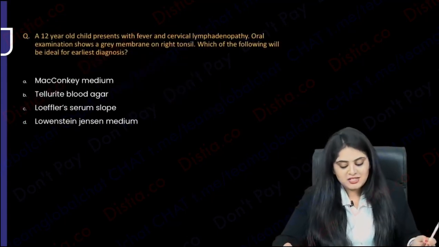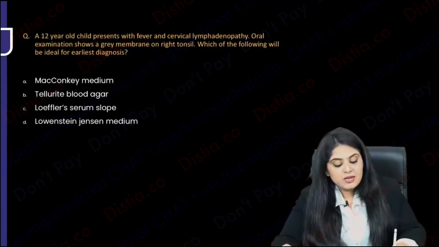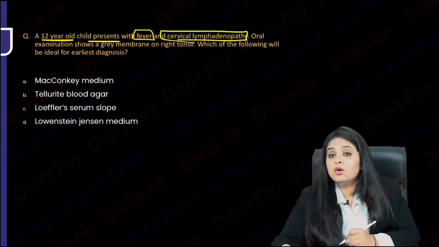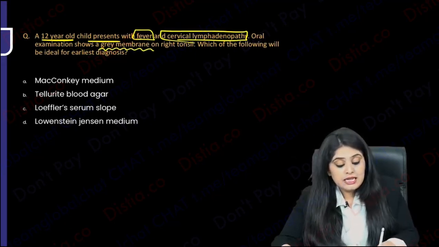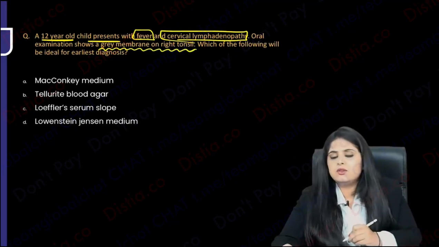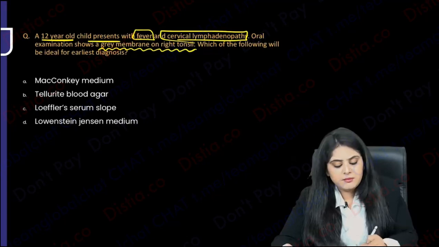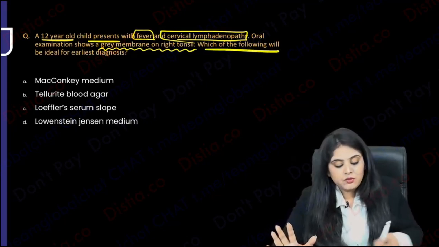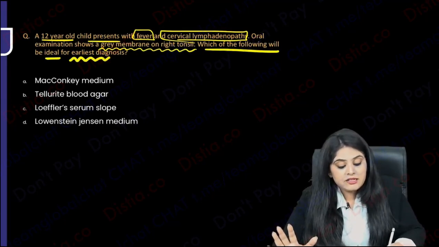Actually, there's one more question after which we'll wrap up. A 12-year-old child presents with fever, cervical lymphadenopathy. Oral examination shows a gray membrane on the right tonsil. Which of the following, so what diagnosis do you make? There's a child with a membrane. I've made a diagnosis of Corynebacterium diphtheriae. Which of the following will be ideal for earliest diagnosis?